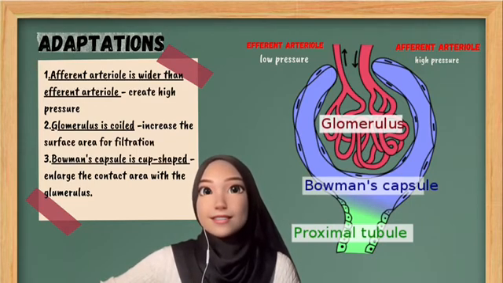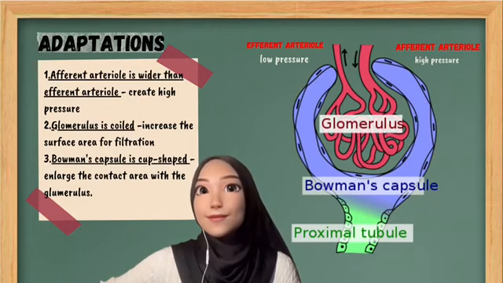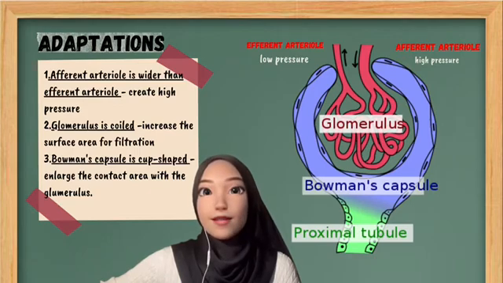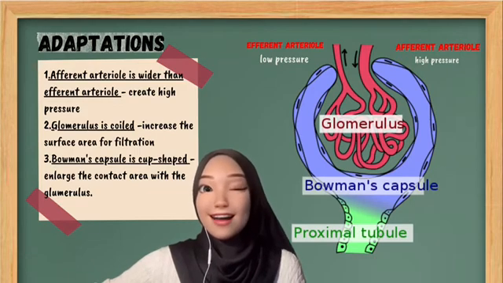So here's other adaptations of the part where the ultrafiltrations occur. So the first one is that the afferent arteriole is wider than the efferent arteriole. This is to create high pressure in the glomerulus. The second one is glomerulus is coiled because it is to increase the surface area for filtrations to occur. The third one is Bowman's capsule is cup in shape. This is to enlarge the contact area with the glomerulus.